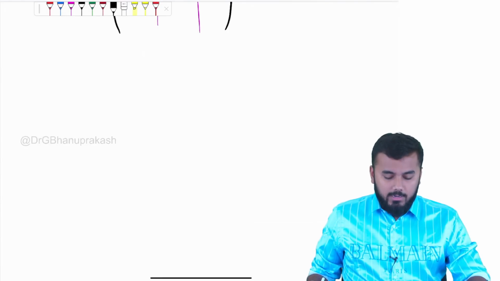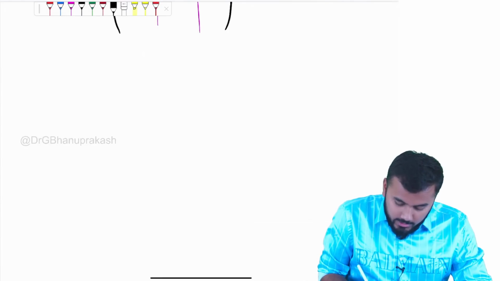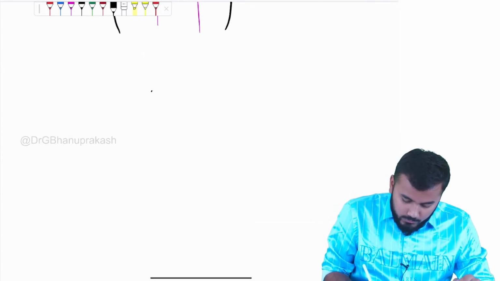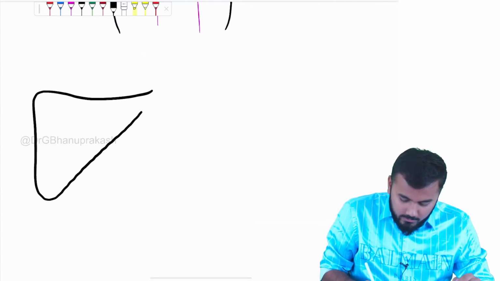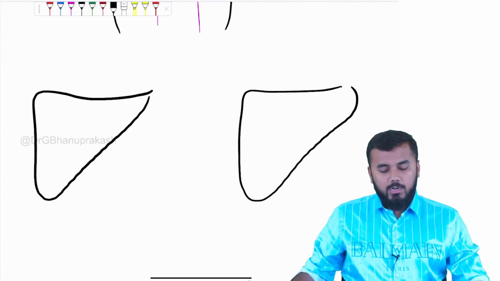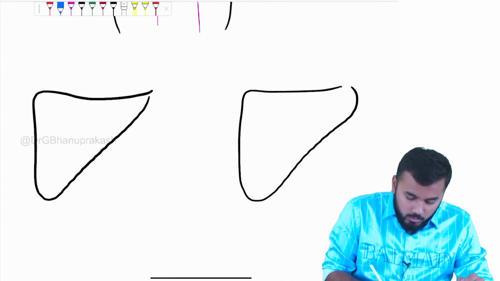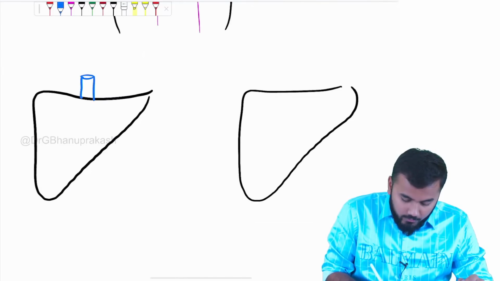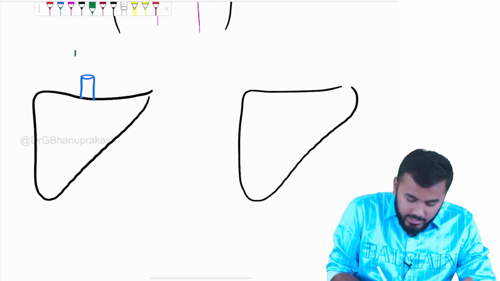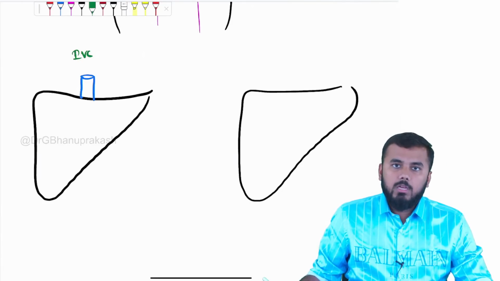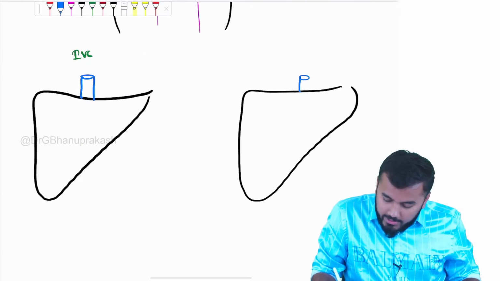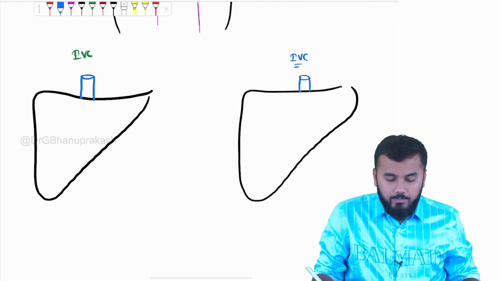Now within the liver, look here, how anatomically I can divide the liver. So this is the liver. Okay, this is another liver. Let us say this is my liver and that is your liver. All of you know that here we have got a vein. What is this vein called? This vein is called as inferior vena cava. Here also I have got a vein that is called inferior vena cava.